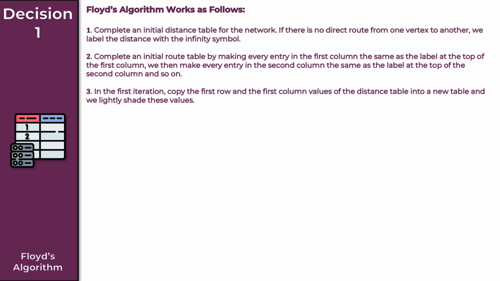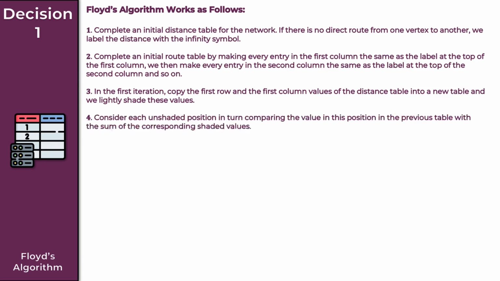For step 3, in the first iteration, we copy the first row and the first column values of the distance table into a new table. From there, we lightly shade these values. For step 4, we then consider each unshaded position in turn, comparing the value in this position in the previous table with the sum of the corresponding shaded values.